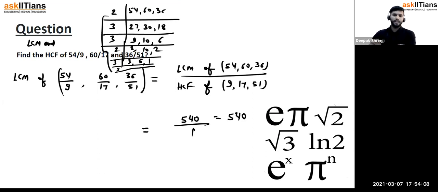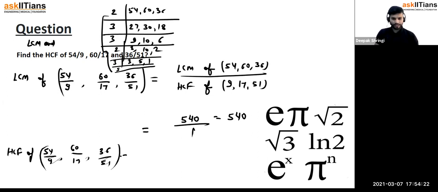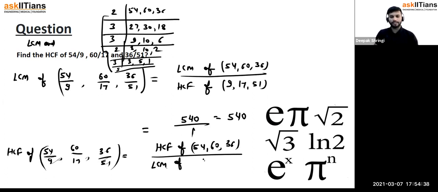Clear? Got it? Now let's try to understand the HCF. So the HCF of the 3 fractions again. Now to get the HCF, guys, what you have to do? You have to find the HCF of the numerators, that is 54, 60, and 36, right? And then you have to find the LCM of the denominators, that is 9, 17, and 51. What is the HCF of these 3 numbers, 54, 60, and 36?